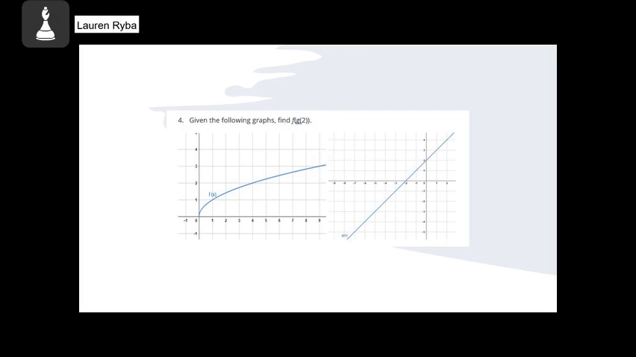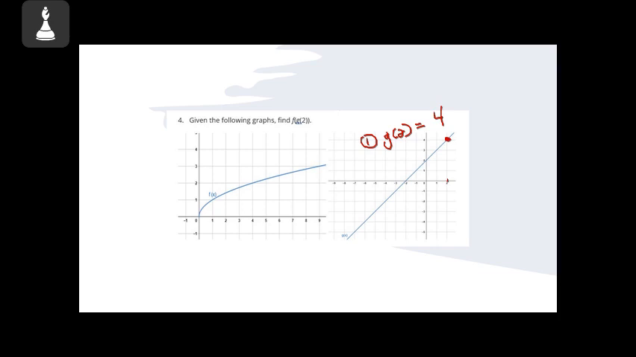Next one wants us to find f of g of 2. We have completely different functions for f and g here. So remember, we're going to start with the inside piece, g of 2, and g is my second graph here. So I want to find +2 for x, and my graph has a value of 4.